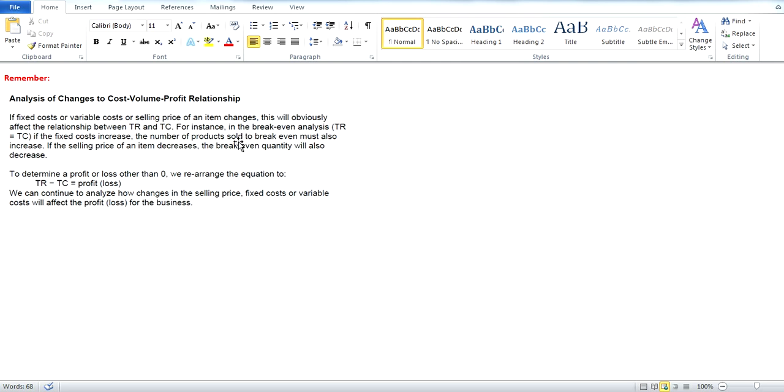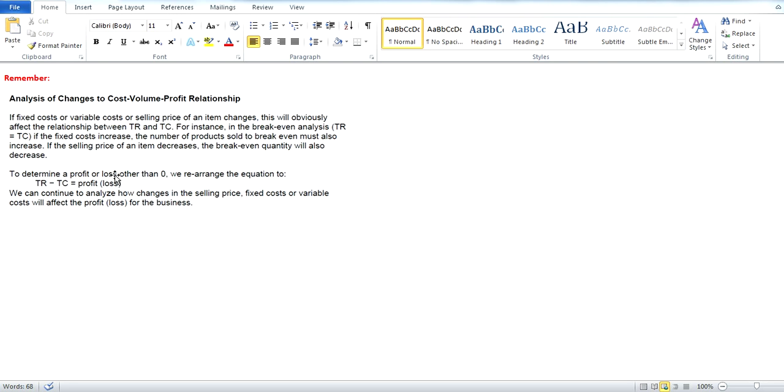Okay, so for instance, in the break-even analysis, if the fixed costs increase, the number of products sold to break even must also increase, which should be logical. Okay, if our fixed costs are increasing, then we're going to need more units sold in order to cover those costs. We need more contribution margin to cover our fixed costs. Okay, when you think of these topics, I always say just take the most real life, straightforward approach in thinking. If we're increasing fixed costs, then logically we're going to need to sell more in order to cover those costs. Okay. And conversely, if the selling price of an item decreases, the break-even quantity will also decrease. Okay? Not selling quantity, the selling price. If we've reduced our price, then that also impacts our break-even quantity.